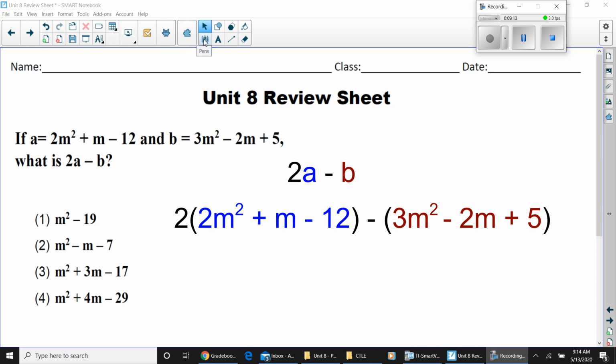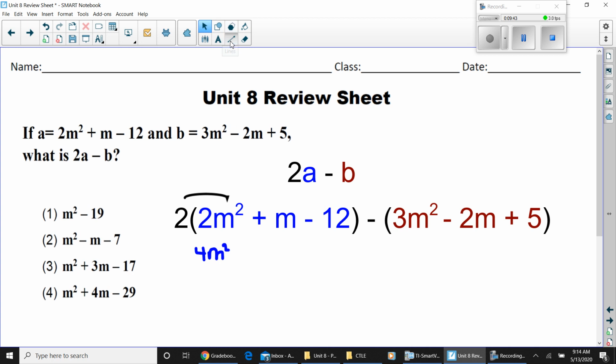All right, so I did the substitution, and I just want to tell you to be careful. Put it inside parentheses and then do the distributive property. So what we're going to do is distributive property first, and we are going to multiply this 2 to this 2m squared, and we will get 4m squared. The next thing that we are going to do is 2 times m, and obviously that is 2m. Then we multiply this 2 times the negative 12, and we get a negative 24.